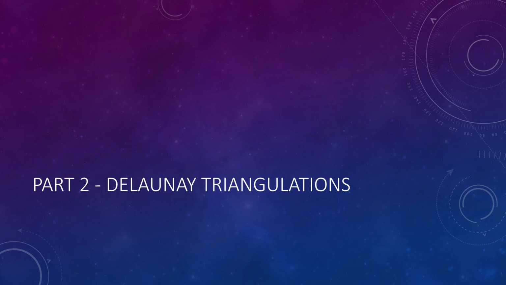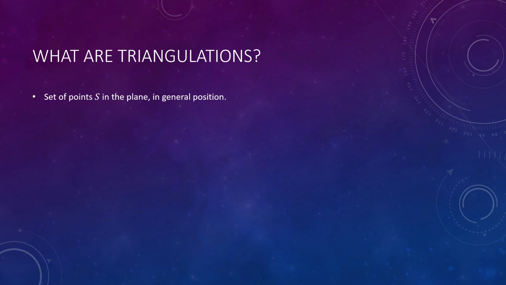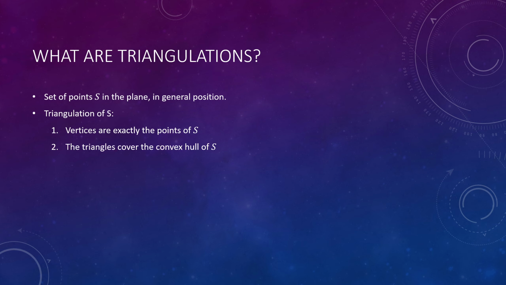In the second part, we will talk about Delaunay triangulations. First of all, what's a triangulation? Let's start with a set of points in the plane in general position. We can assume this without loss of generality. So, what is a triangulation of S? It's a set of triangles such that the vertices of the triangles are exactly the points of S. The triangles cover the convex hull of S, and any two triangles are either disjoint or their intersection is exactly a vertex, which is a point in S, or their intersection is exactly an edge.